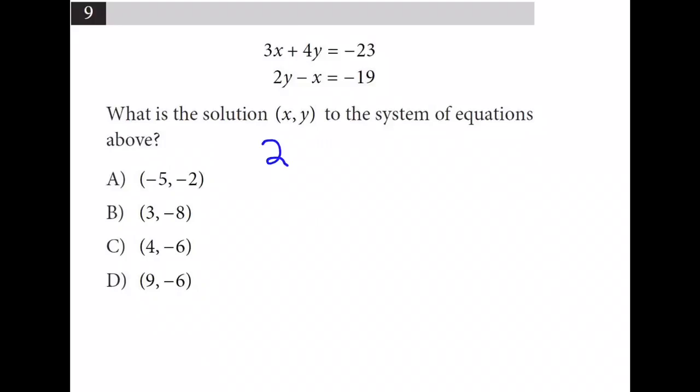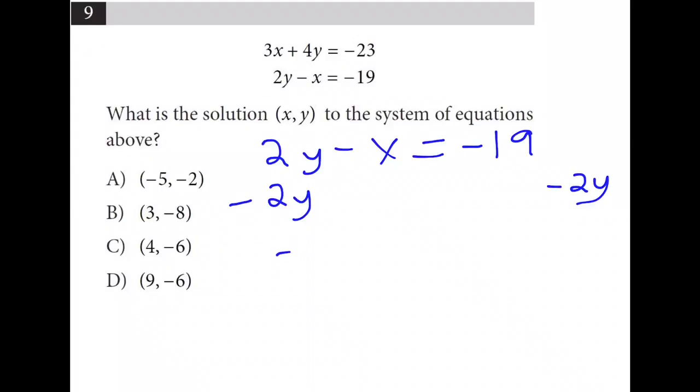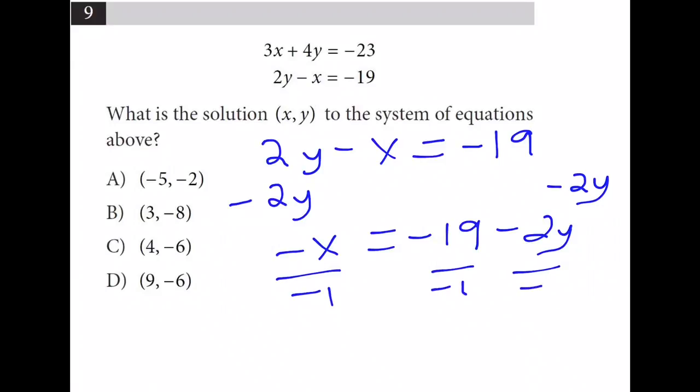So I'm going to take 2y minus x is equal to negative 19. And I could subtract 2y from both sides. This leaves me with a negative x is equal to negative 19 minus 2y. If I divide everything by a negative 1, I'm going to get x is equal to 19 plus 2y.